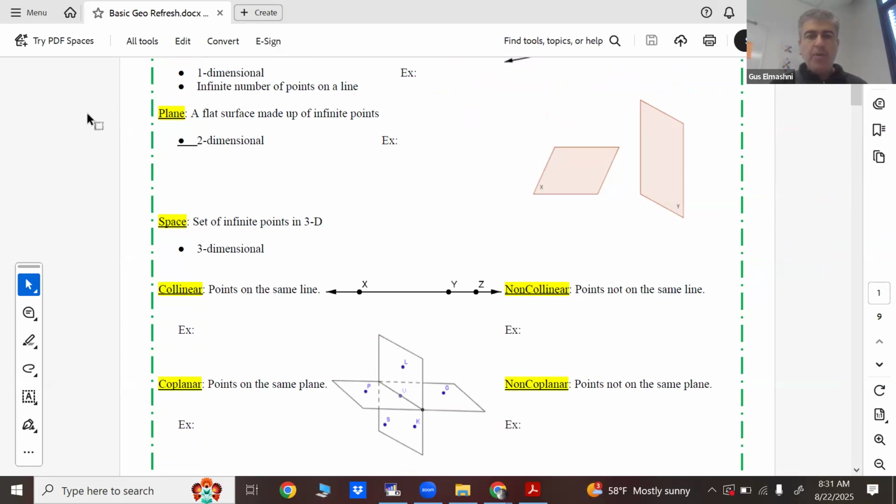So now we could use letters to label it. Like for example, I can call this plane X or plane Y. There are 2 different planes here. And by the way, there are infinite dots. Look at all these dots here, right? There's all these dots on it. You could also label it like this too.